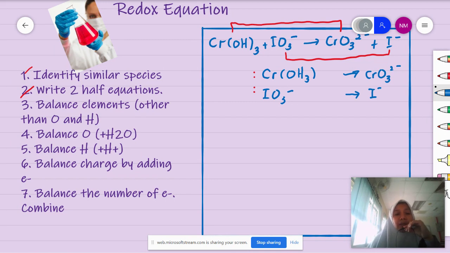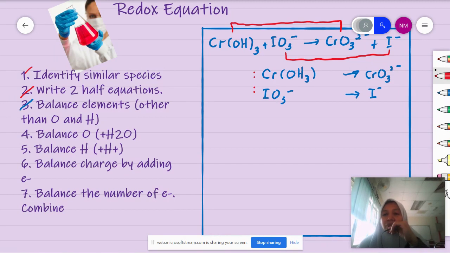Now, next step, balance elements other than oxygen and hydrogen first. You need to do this in order, in sequence. Follow the sequence. If not, it will be more difficult to solve. Step 3, balance elements. Let's do this together. What do I mean by elements other than oxygen and hydrogen?